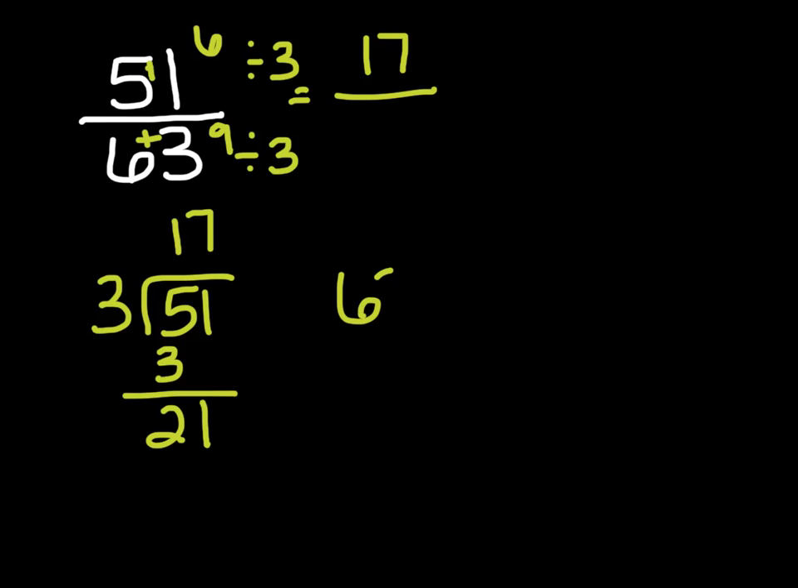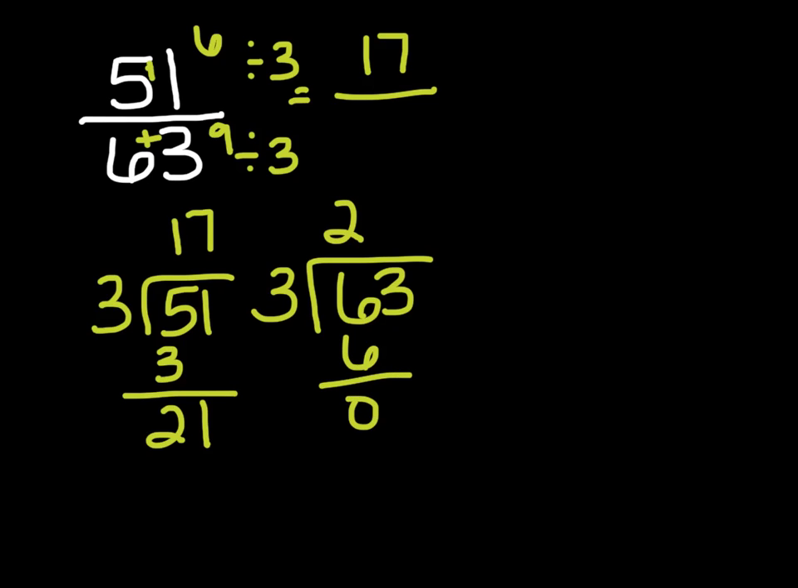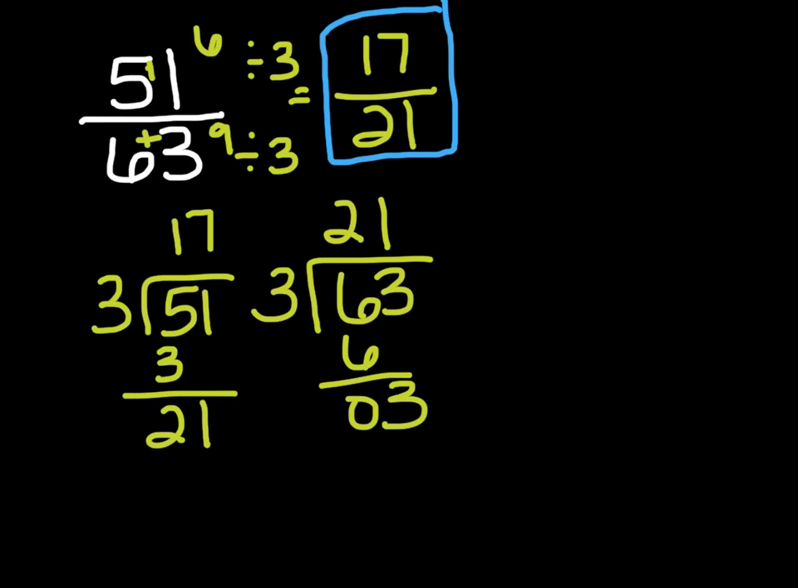And then if I do 63 divided by 3, 3 goes into 6 twice. And subtract, you get 0, bring down your 3, and 3 goes into 3 once. So 63 divided by 3 is 21. 17 is a prime number, so I cannot divide 17 or 21 by anything except 1. So I know that 17/21 is that fraction in simplest form.